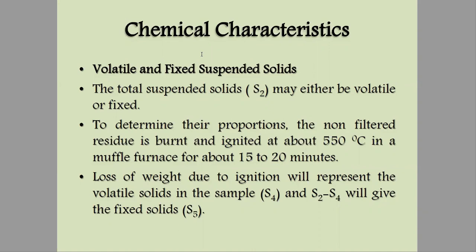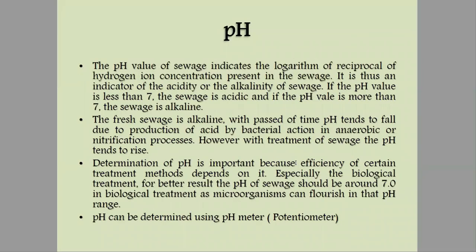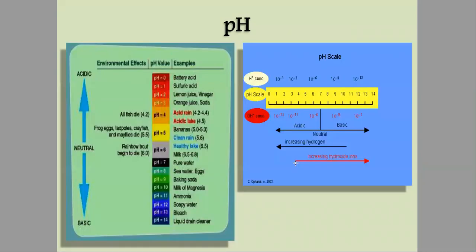That means the solids that can get volatile, we measure them. How are we going to calculate them? Just by using a muffle furnace and igniting them up to 550 degrees Celsius. Then we calculate the loss in weight. So there we calculate the volatile and fixed suspended solids. We also have seen the pH.